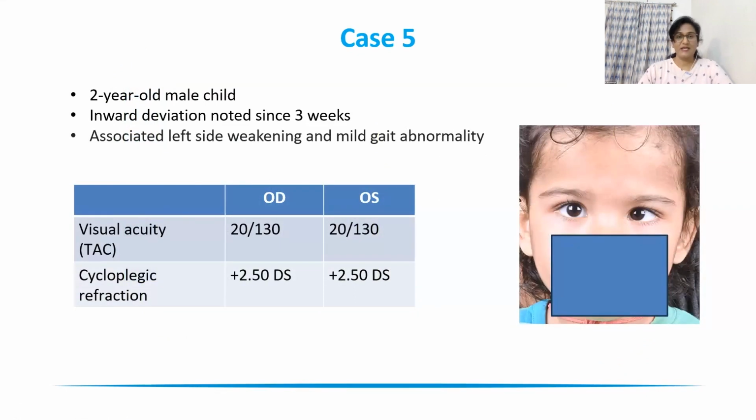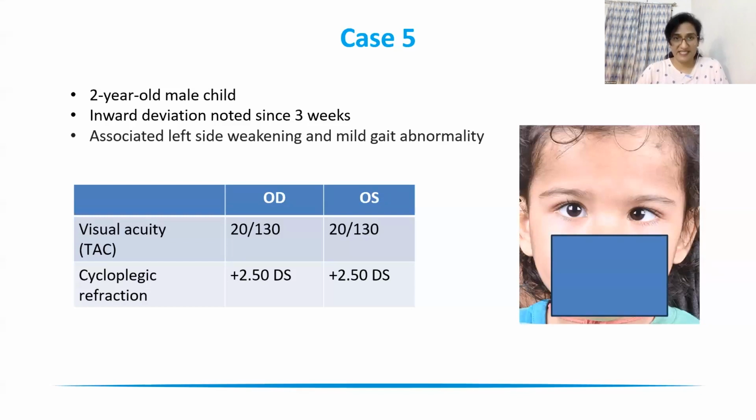Okay, now let's move on into a different category of acute acquired comitant esotropia. This is a very interesting case. This was a 2-year-old male child that presented to a clinic with inward deviation noted since the last 3 weeks. What was also quite significant was that there was a small amount of mild left-sided weakening.